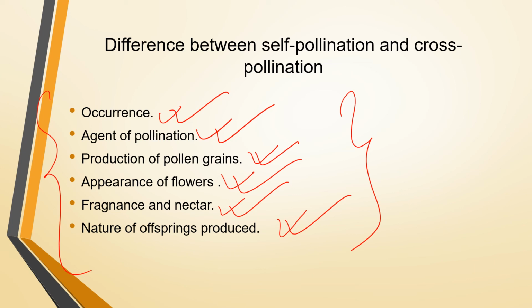Here you are just remembering this: occurrence, agent of pollination, production of pollen grains, appearance of the flowers, fragrance and nectar, nature of the offspring. On these only you will be differentiating between self and cross-pollination. So I think till now it is clear to everyone. Try to memorize these 6 points only to differentiate between cross and self-pollination, and just go through the whole video properly so that you can understand what is happening in self and cross-pollination.